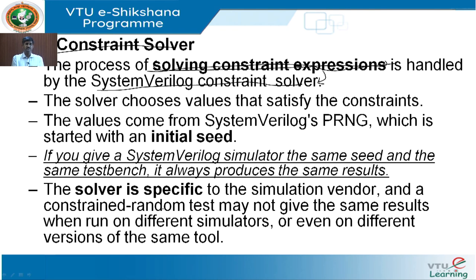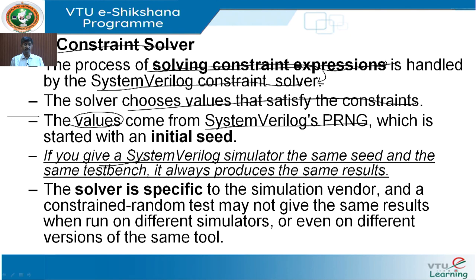Let us say I have a source with 10 to 15 bit values, or a 10 to 15 value limitation; that itself is the constraint. Whatever generation I do at randomization will satisfy it, by choosing those values that satisfy those constraint values. The values come from SystemVerilog's PRNG.